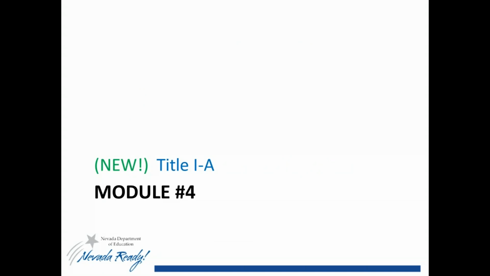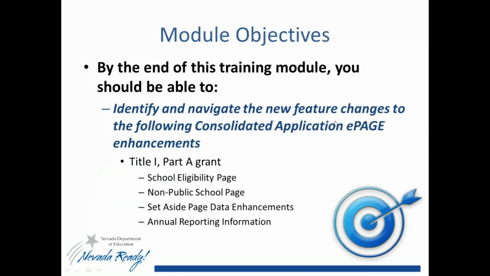Before we begin, let's take a quick look at the module learning objectives. By the end of this training section, you should be able to identify and navigate the new feature changes to the following Title I Part A ePAGE sections of the Consolidated Application. Specifically, we will be reviewing the school eligibility page enhancements, non-public school page, set-aside page data enhancements, and the new annual reporting information page.